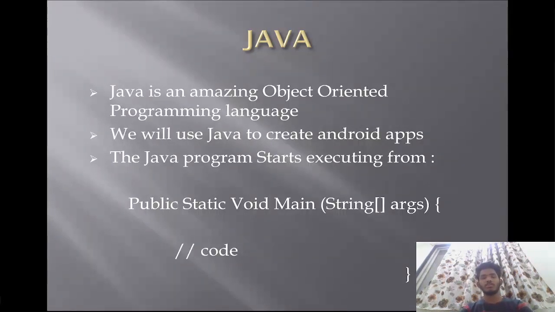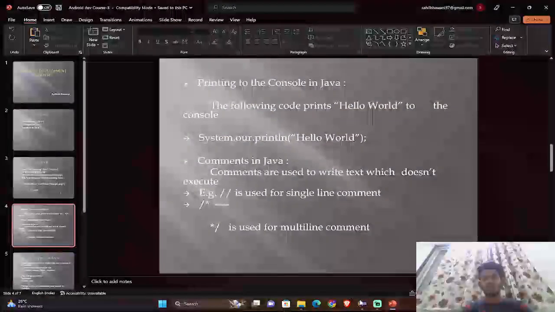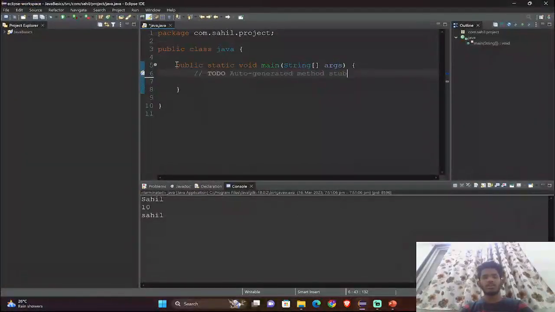Here void is used to tell that this function returns nothing. And here main is the name of the function. All Java programs execute from the main function. And here we pass the arguments as string, and we can write any code we want here. I will show you that in our Java code. So as we can see, if we run this code, the compiler will understand that it has to start execution from this main function: public static void main string arguments.